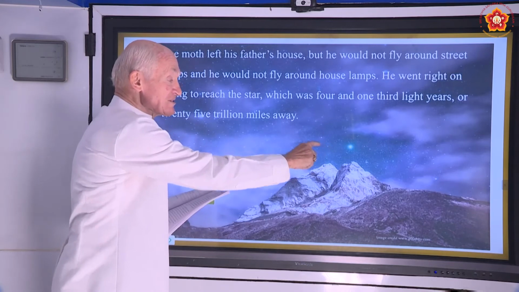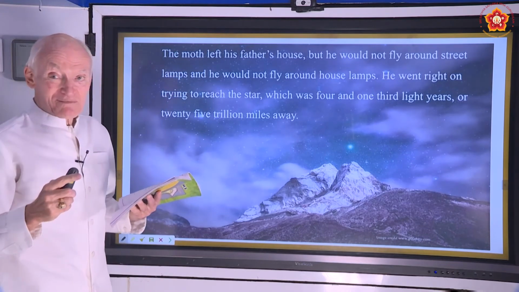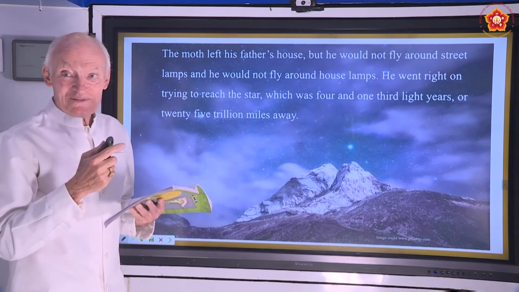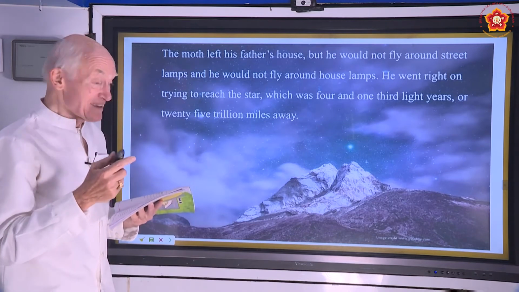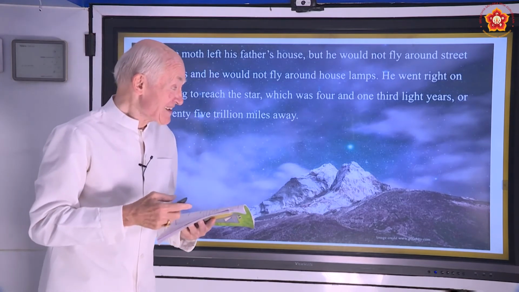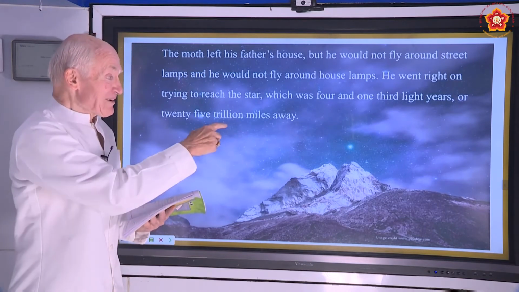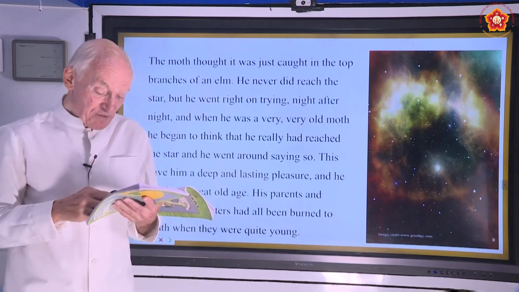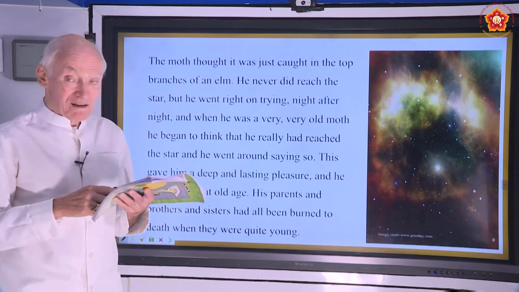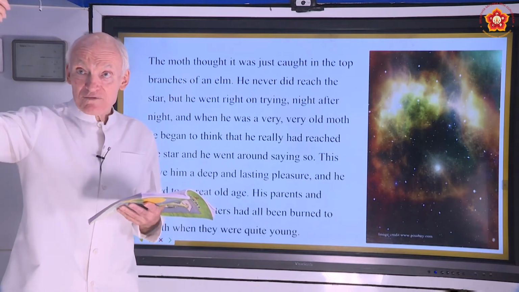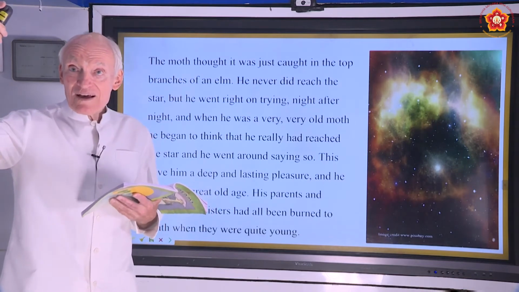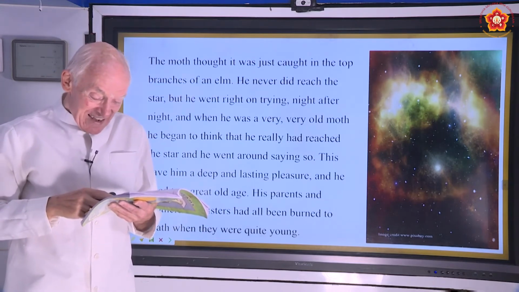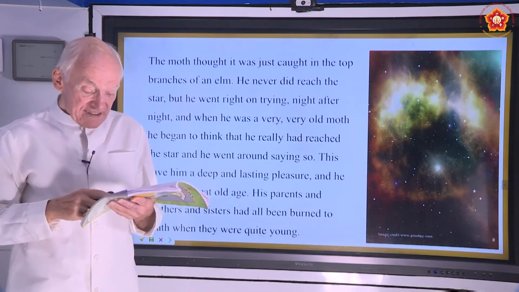You can see the star that he was flying towards, okay? But he's a moth. He can't fly more than 10 or 15 miles an hour, okay? To get 25 trillion miles is impossible in one night. So he comes back every morning. But this was his goal, above the mountaintop to get to that star. The moth thought it was just caught in the tops of an elm, because he's seeing the star in the trees there, or in the mountain, and he thinks it can't be that far away, okay? But it was just caught in the top branches of an elm.